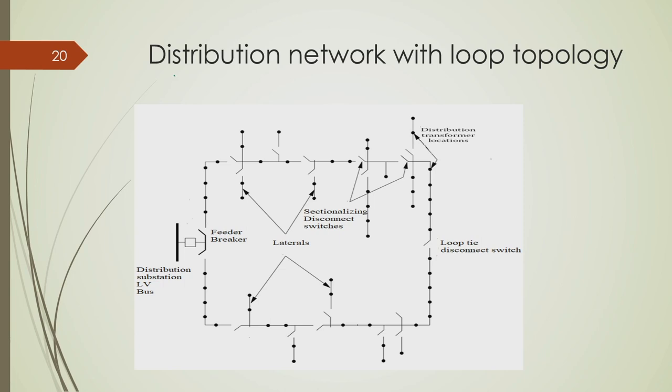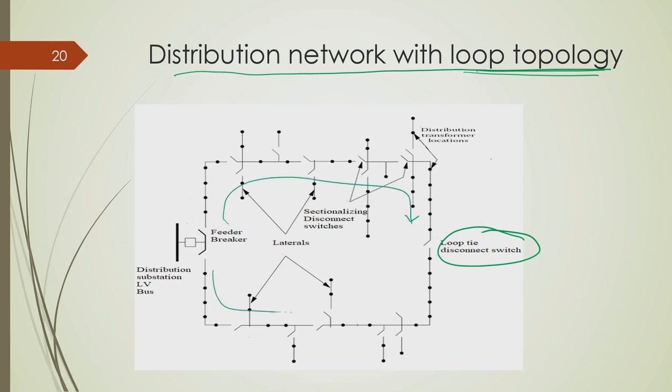Okay. This is another possible network topology, which is loop topology, and there are some switches like the loop tie disconnect switch. If you connect this, then only this will be operated as a loop, but if you disconnect this, then this part will be operated as radial, this part is also operated as radial, but if you connect this loop switch, they will be operated as a loop. So, this loop tie disconnect switch is for open loop operation of loop topology.